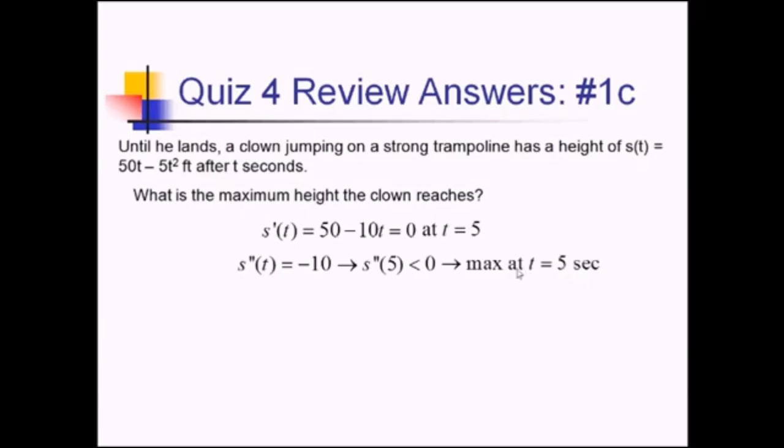So we actually have to find the max value by plugging 5 back into the S function here. So that's going to be 50 times 5, which is 250. We're subtracting, let's see, 5 times 25 is 125. So 250 minus 125 then is going to be 125. There we go.